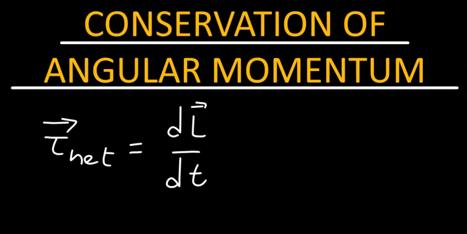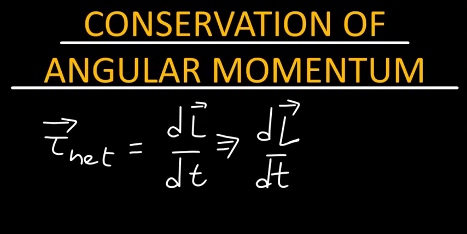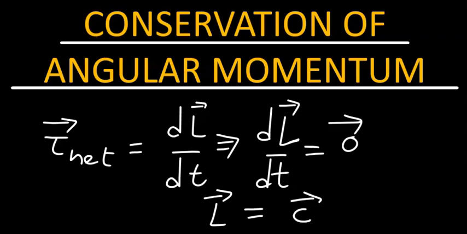Mathematically, that net external torque equals the rate of change of the angular momentum of the system. That means if there is no net external torque acting on a particular system, its rate of change of angular momentum must be zero. That also means the angular momentum of the system has got to be a constant, or more accurately a constant vector.